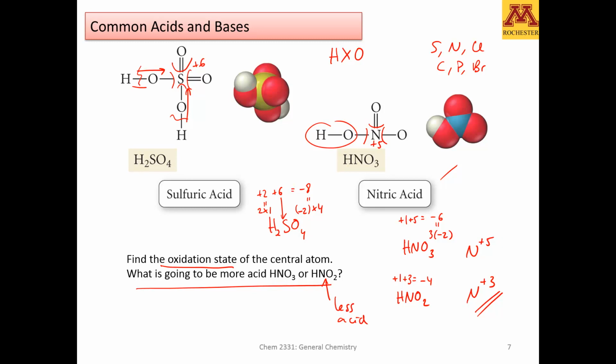However, because in nitric acid the nitrogen is a +5, it can attract more electrons because it's lacking them. You can think of it as being very upset. It attracts more electrons, it weakens that bond, therefore it is more acidic.